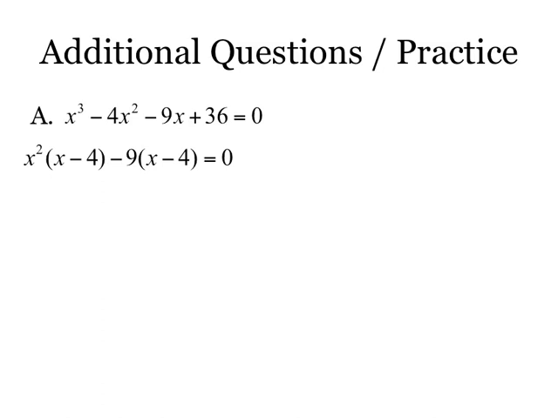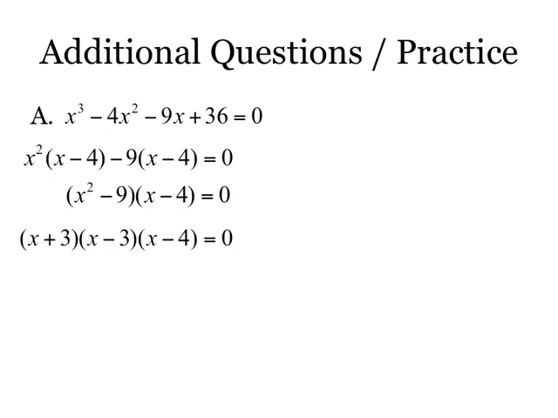That becomes x squared minus 9, x minus 4. And then x squared minus 9 we can factor out even further because it's a difference of squares. So that becomes x plus 3, x minus 3. And then set each of those equal to 0, and we get x equals negative 3, positive 3, and positive 4.